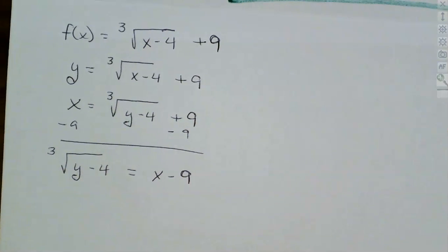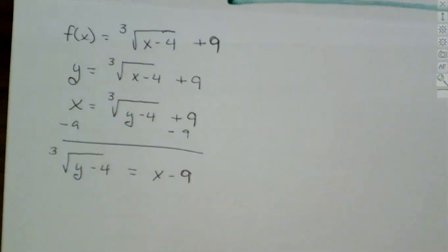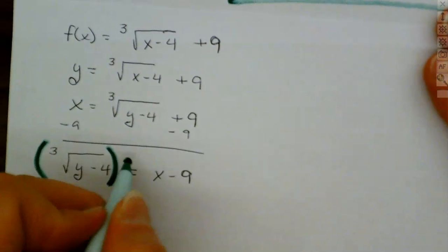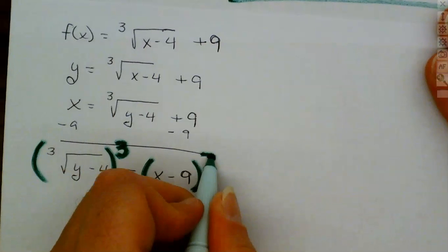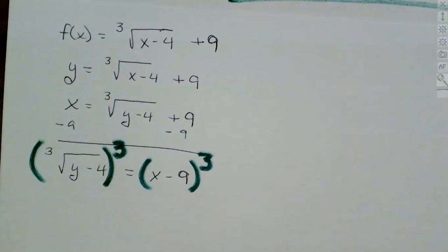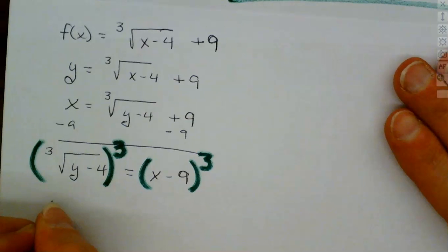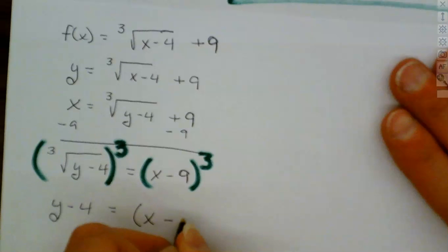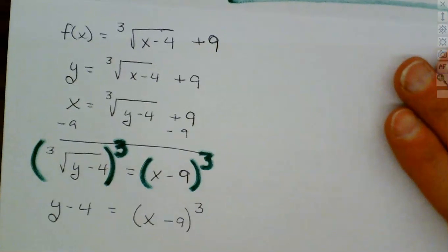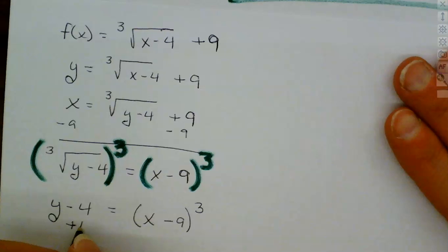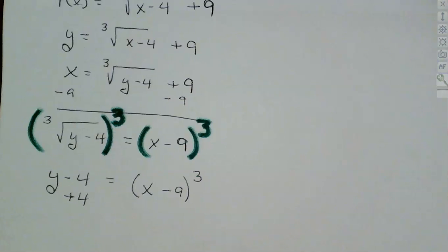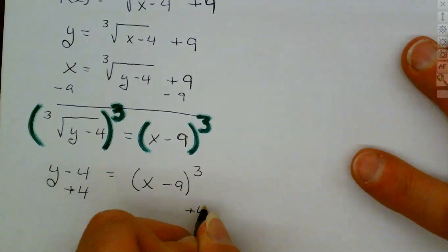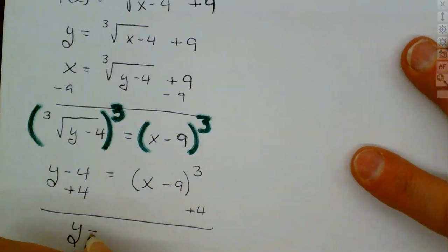Now, once it's been moved over, now is the time to get rid of the cube root. How do we get rid of a cube root? We cube. And that gives me now y minus 4 equals x minus 9 quantity cubed. And what's my next step to finish it out? All we have left to do is add our 4. And now we've got y equals.